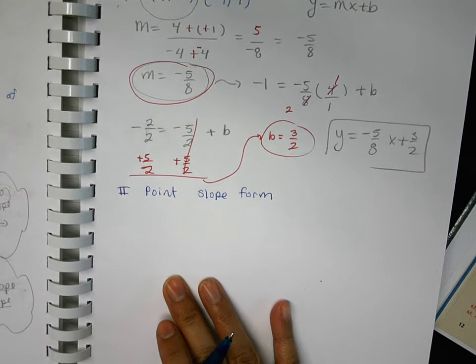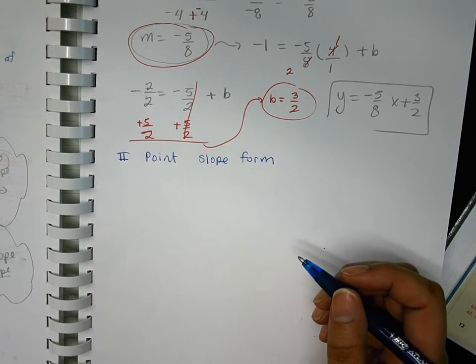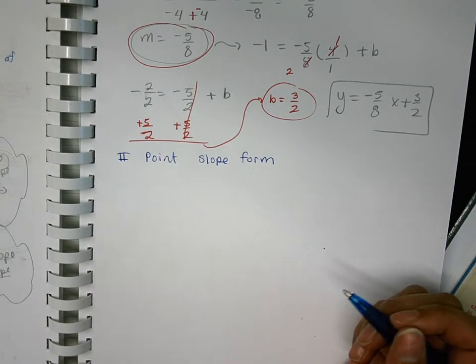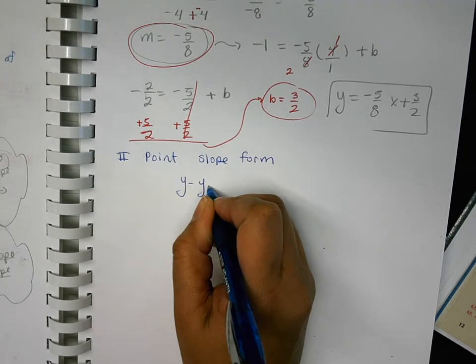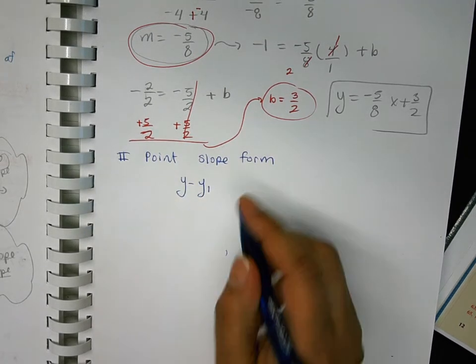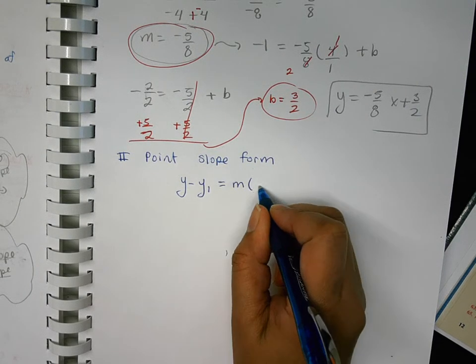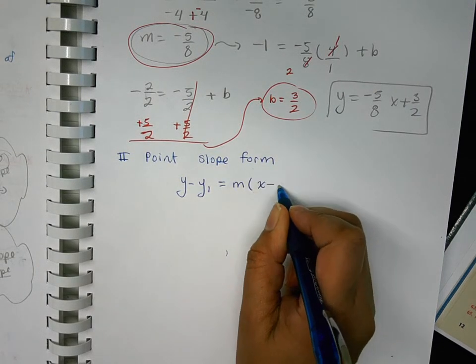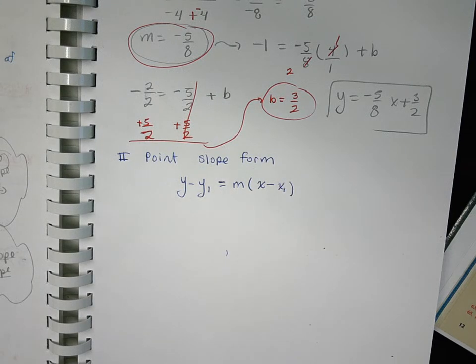Okay. How is point slope form different? Depending on what you're doing, both forms have their purpose. I'm going to write this down. This is y minus y1 equals m times x minus x1.